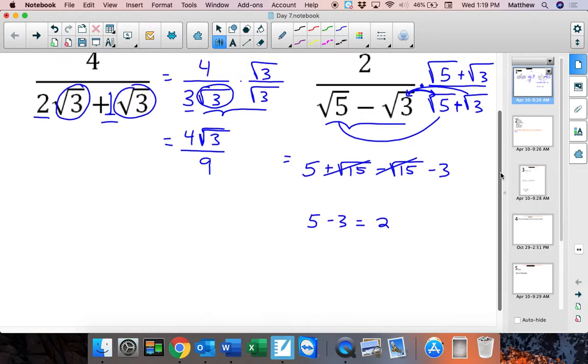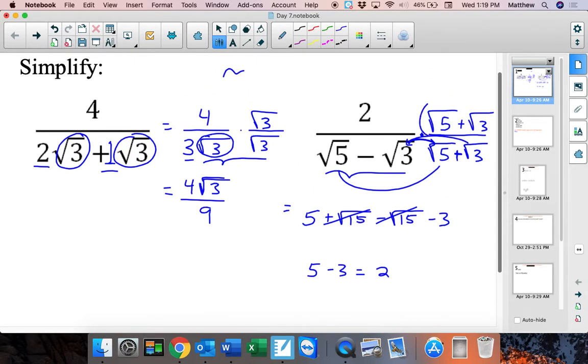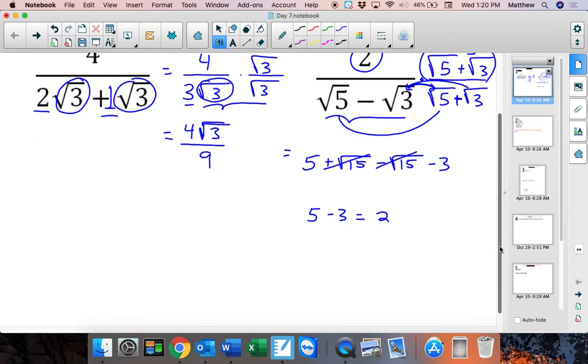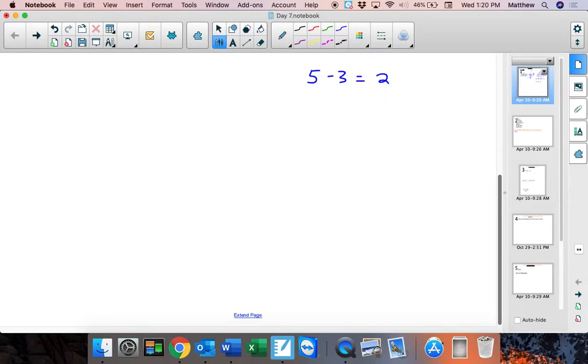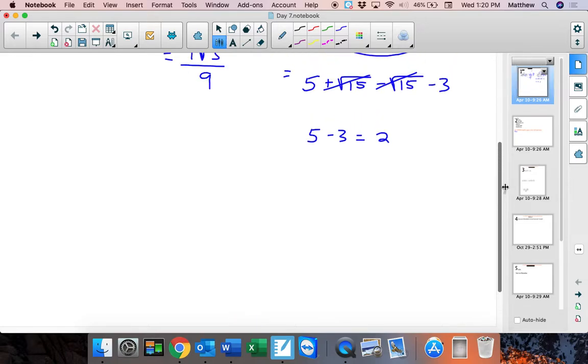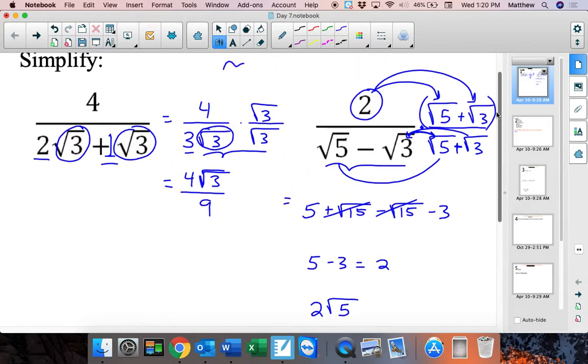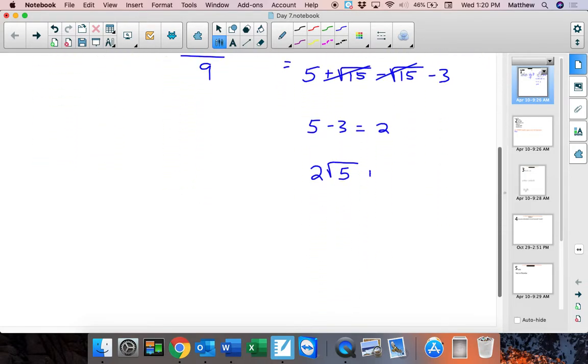But I got to go all the way back up here, and I need to distribute this. The 2 times the root 5 and the 2 times the root 3. Well, 2 times root 5, I'm going to write it over, actually I'll extend the page here. 2 times root 5 is 2 root 5. 2 times root 3 is plus 2 root 3, all over 2.